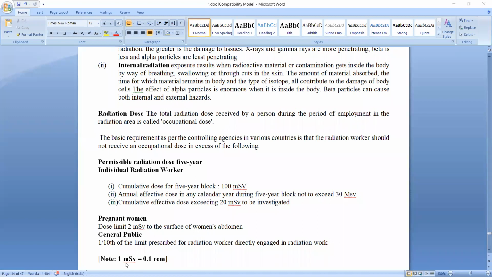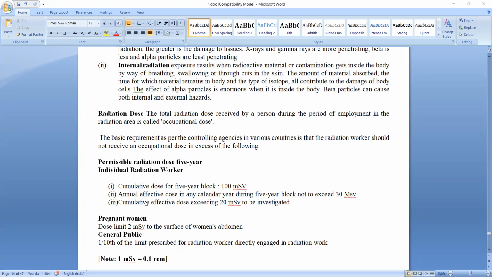Here see this, 1 mSv means 0.1 rem. You know, rem means absorption capacity of the radiation. I have already given the units, Roentgen. Here rem is the Roentgen unit. Here 1 mSv is also a unit for absorption of radiation. 1 mSv is equal to 0.1 rem. Okay, here what is the limit? Cumulative limit for 5 years block, 100 mSv.